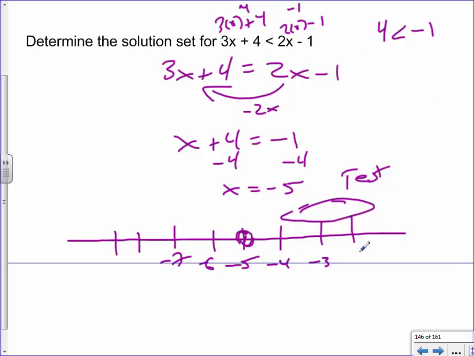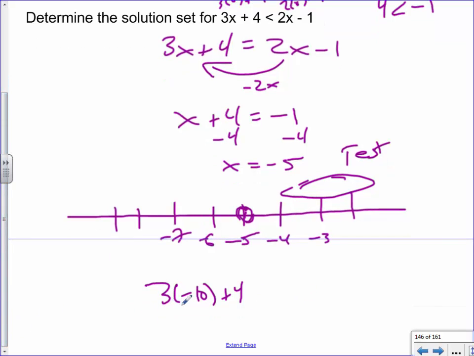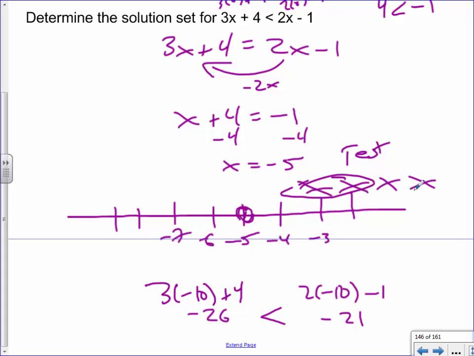So that means this is not where my answers are, so I should not be shading there. Just to confirm, let's pick a number on this side of the line and see what happens if I pick a number that is less than minus 5. So say minus 10. 3 times minus 10 plus 4 would give minus 26. 2 times minus 10 minus 1 would give minus 21. Is minus 26 less than minus 21? Yes. So that means this is not where we should have answers, and this side over here is where we should have answers.